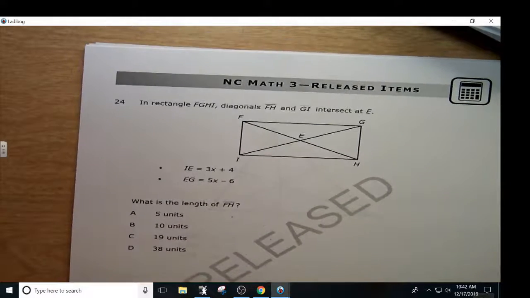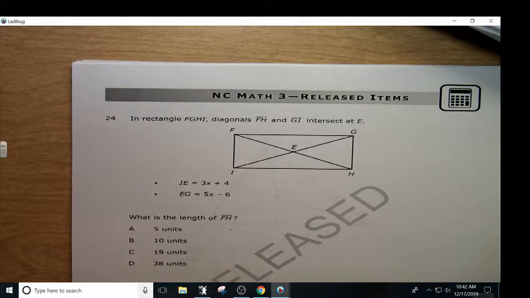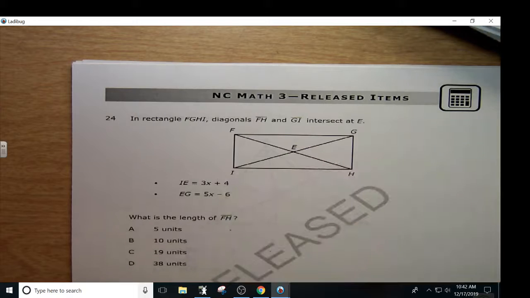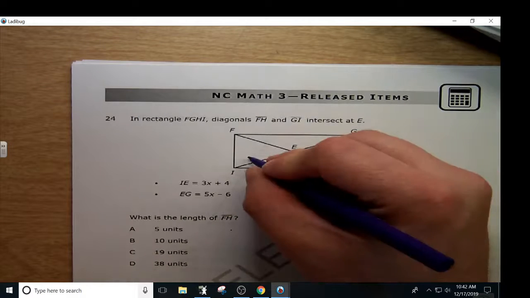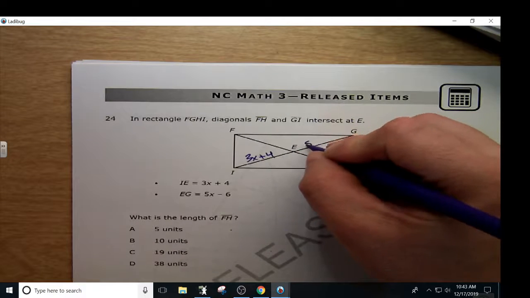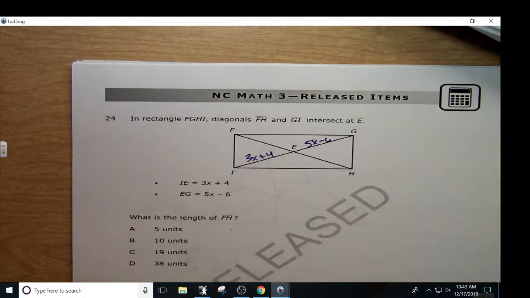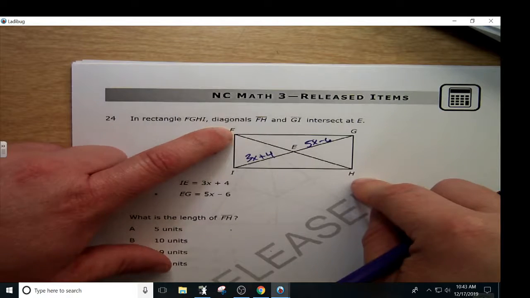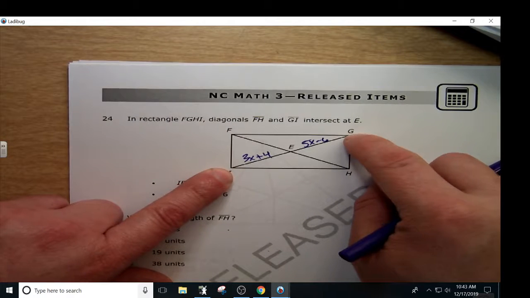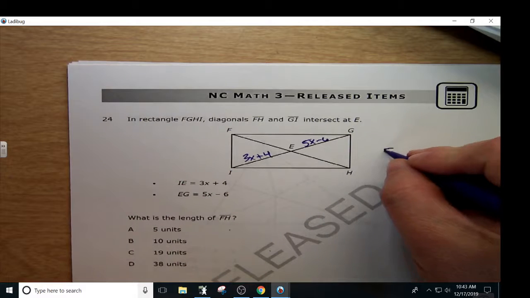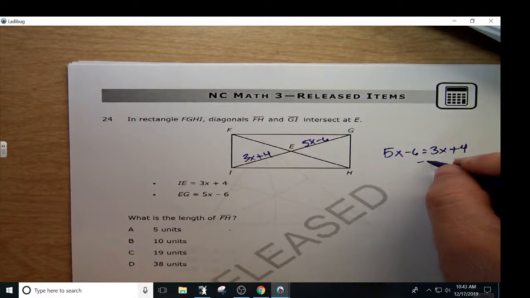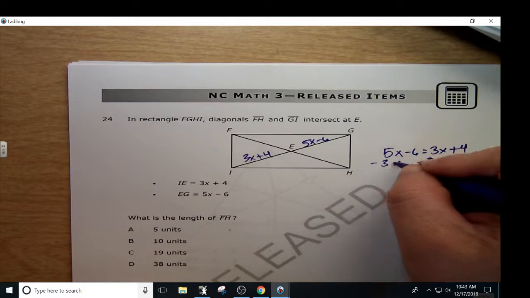Now, in rectangle FGHI, diagonals FH and GI intersect at E. Okay? So FH and GI. If IE is 3x plus 4 and EG is 5x minus 6, what is the length of FH? Now guys, if you remember, being a rectangle, the diagonals are congruent. What does congruent mean? The same. So what I'm going to do, so that's going to be, I'm always a step ahead here.